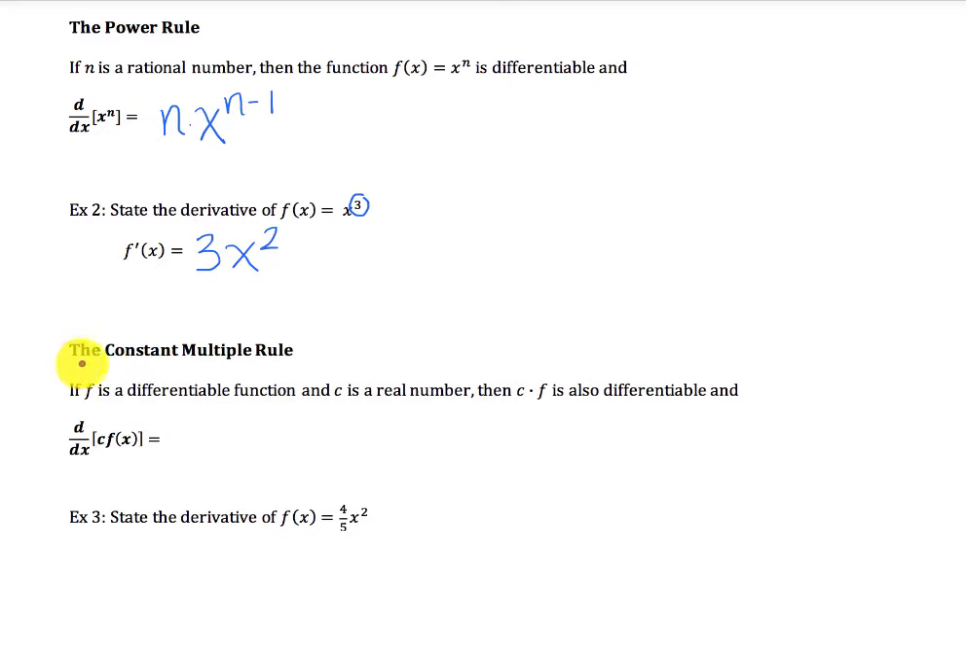Next, we have the constant multiple rule. So if you have a constant being multiplied by the function, this is also differentiable, and all we do is take that constant and multiply by the derivative of the function.